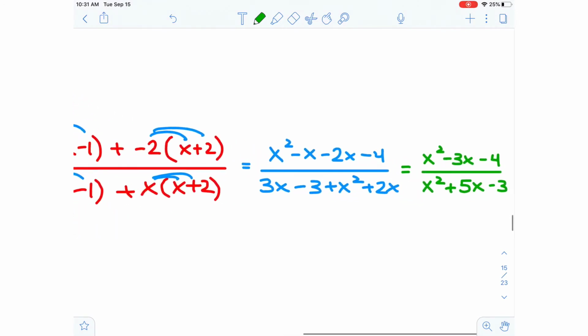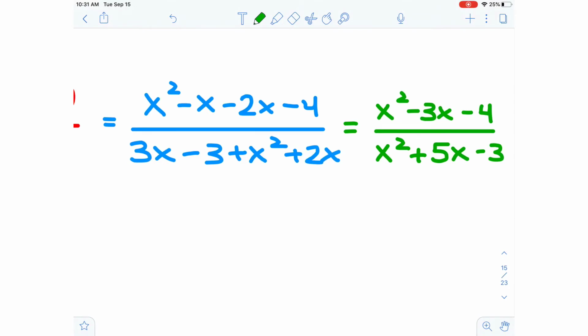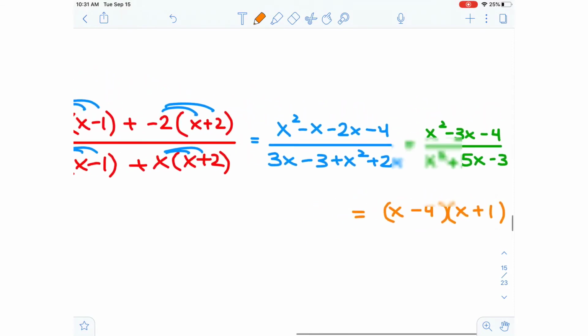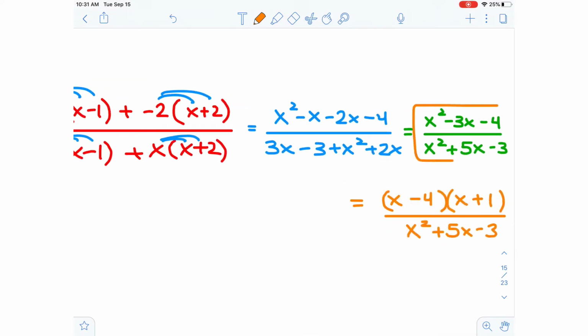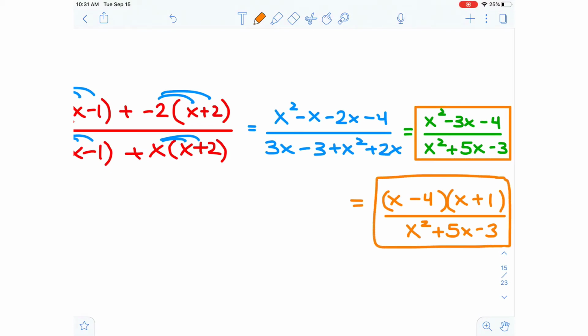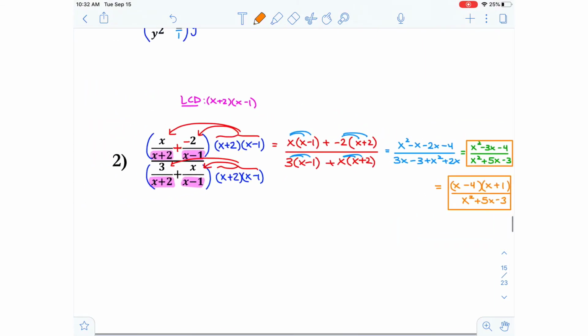Okay, so next we're going to see, does anything factor, does anything cancel? So it looks like my numerator might factor. x minus 4, x plus 1, because that does give me that negative 3 in the middle. But on the bottom, it's not going to factor. There's no way I can multiply any numbers to get 3 that are also going to add to 5. So either the green answer is going to be acceptable because nothing ended up canceling, or I could leave the numerator factored. I don't really care. Okay, so that's the answer there.